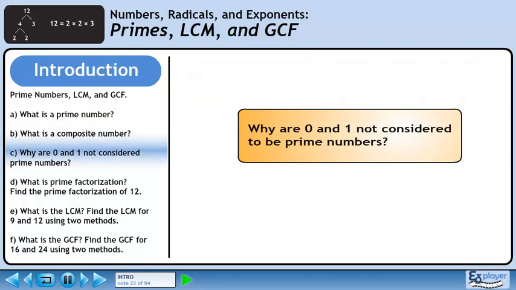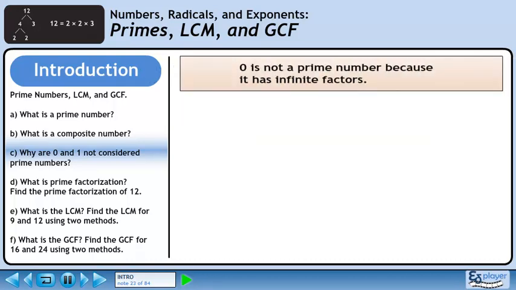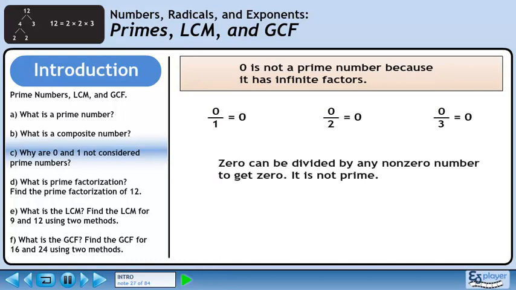In part C, we are asked why 0 and 1 are not considered to be prime numbers. Zero is not a prime number because it has infinite factors. Zero over 1 is 0. Zero over 2 is 0. Zero over 3 is 0. Zero can be divided by any non-zero number to get 0, so it is not prime.